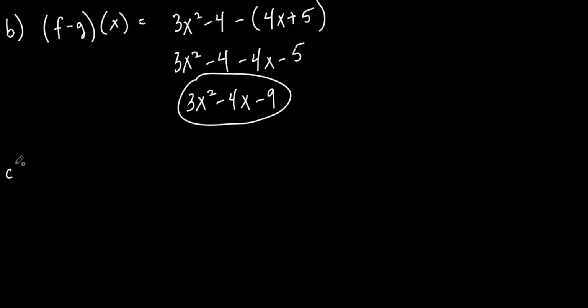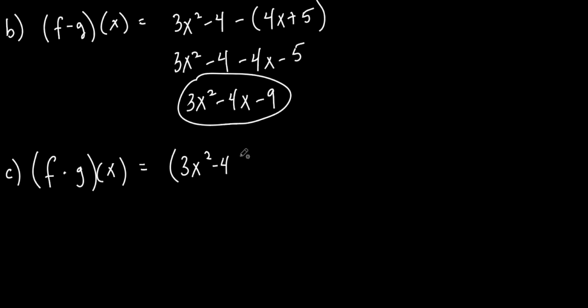And then what do you think we're going to do now? We're going to go f times g of x. All right. What does that mean? Well, it means we take the f function, we multiply it by the g function. So what was the f function? It was 3x squared minus 4. Again, we're multiplying. You need both of them in parentheses, multiplied by, and you don't really need the dot, I'm just putting it there. Times the g of x. And the g of x is what? 4x plus 5. And now you just multiply those together.